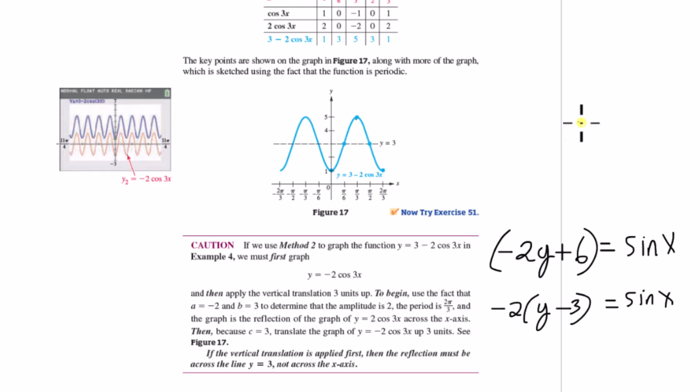Or you can look at it this way. You could just factor out a 2, and then you've got minus y minus 3 is equal to sine of x. Okay, in this case, it's like you shifted it. Wait, this isn't right. It would be plus 3. Yeah. In this case, it's like you shifted it down 3 units. And then the order doesn't matter here, right? You shifted it down 3 units. Then you flipped it about the original x-axis in this case.